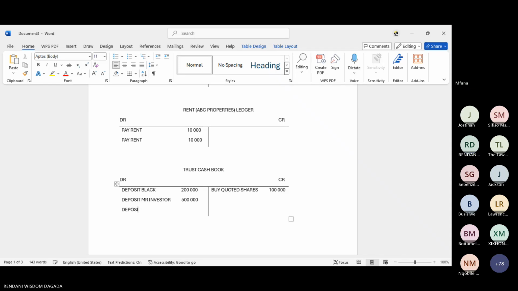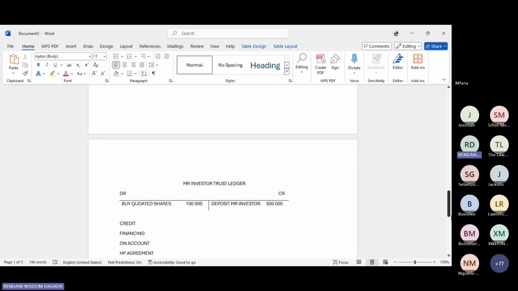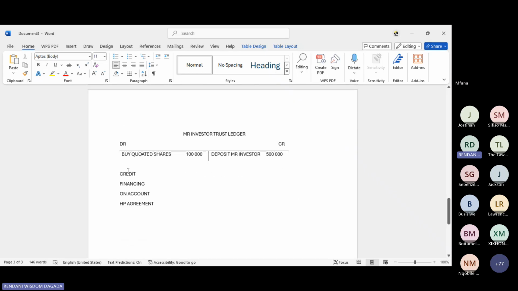Deposit Sipho 35,000. Double entry, we need to open Sipho Trust Ledger. I hope you are seeing the trend of the double entry, where we have to open 2 ledgers, 2 books every time there is one client.